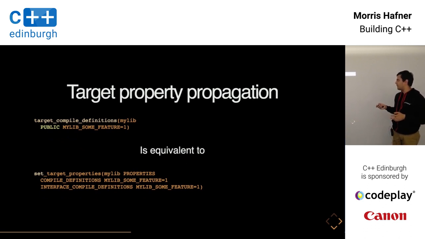Under the hood, when you have a call like target_compile_definitions on mylib with a public definition, mylib_some_feature, you set the target property COMPILE_DEFINITIONS to mylib_some_feature and INTERFACE_COMPILE_DEFINITIONS to mylib_some_feature, because it's public. If it was private, this line here would disappear. If it was interface, this line here would disappear. So the compile definitions line.